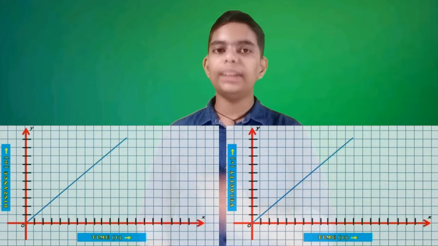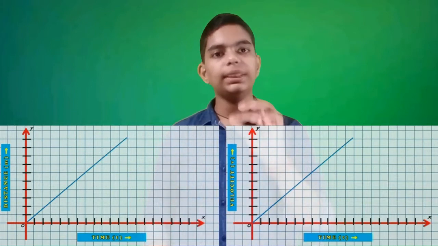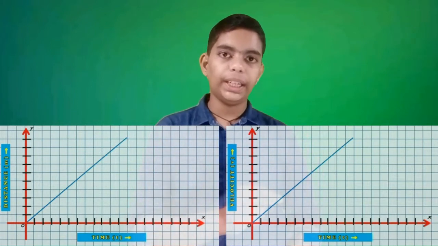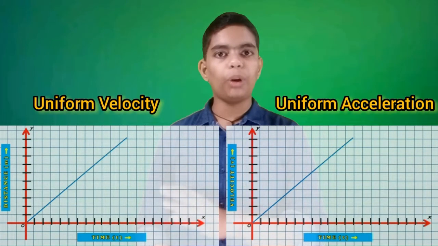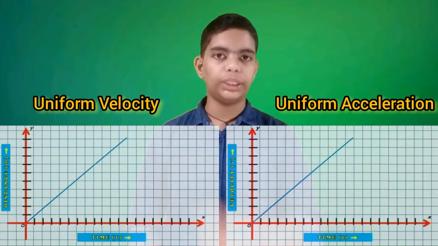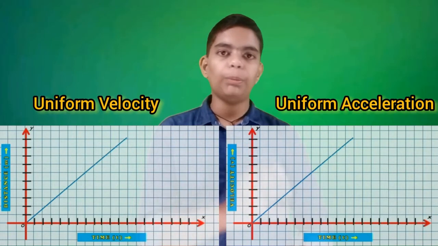Let us say the xt curve is inclined straightly and the vt curve is also inclined straightly. Here it shows that the body is moving in uniform velocity. Here it shows that the body is moving in uniform acceleration.